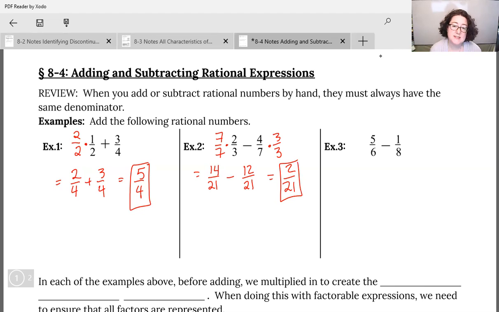Alrighty, example 3, I have 6 and 8. Both of these have a factor of 2, but then they have an extra factor that's not going to quite match up. So again, I need to create a least common multiple between 6 and 8. So what number are both of those a factor of? Well, they're both a factor of 24. So for the 6, I'm missing a 4. And the 8, I'm missing a 3. So that takes it out to 20 over 24 minus 3 over 24, otherwise known as 17 over 24.